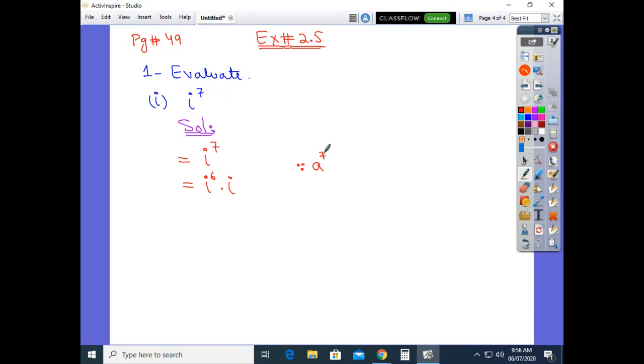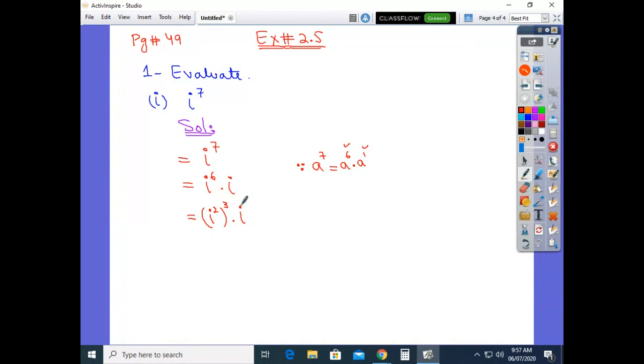As a raised to power 7, we can write it as a raised to power 6, a raised to power 1. If the bases are same, then we add the powers. If we add the power, 6 plus 1 becomes 7. Similarly, in iota form, we can write iota 7 as iota 6 and iota 1. We can rewrite iota 6 as iota square raised to power 3, because 2 times 3 becomes 6.